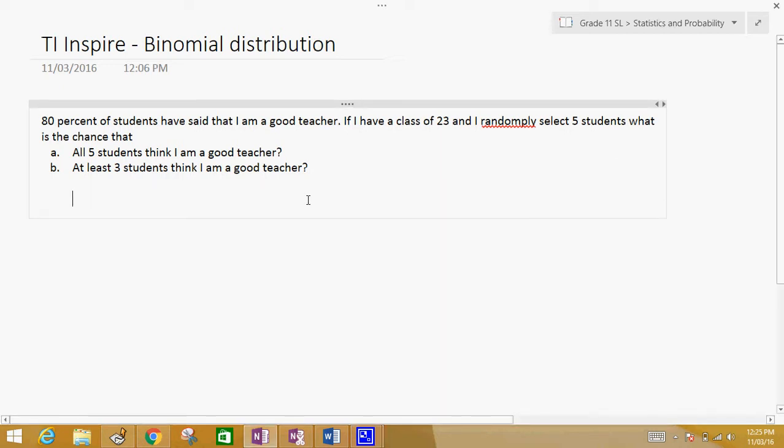So binomial distribution, once again, as a reminder, is a question where you only have two options, good or bad, red or not red, pass or not pass, those kinds of questions. And we're trying to figure out whether three out of five people pass the class, or more than three out of five pass the class, those kinds of questions. So let's just look at the first example and see how we do it on the calculator.